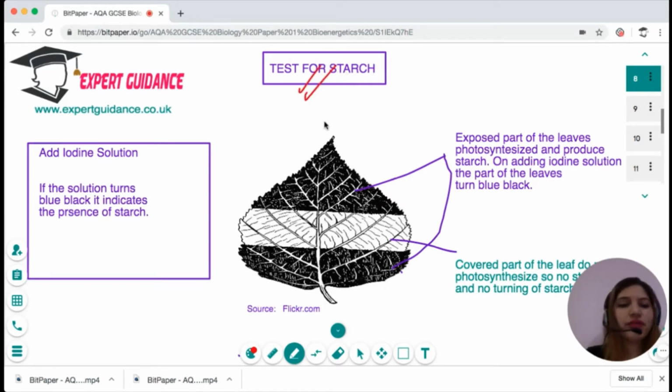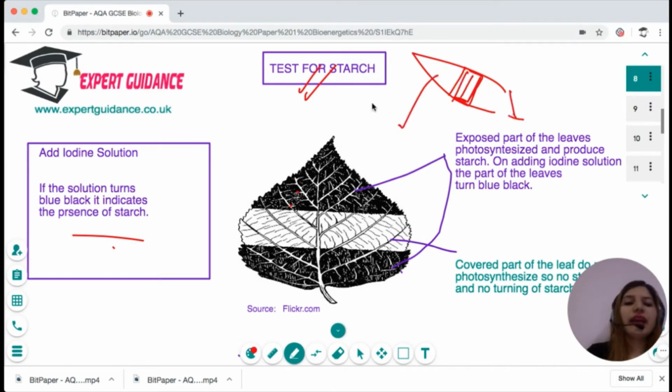If you remember from your school chemistry or biology experiment, if there's starch present, you add an iodine solution and the iodine solution turns blue-black. Now I'll take a leaf and cover one part with a small black tape in the middle, and then I'll put it into the light.